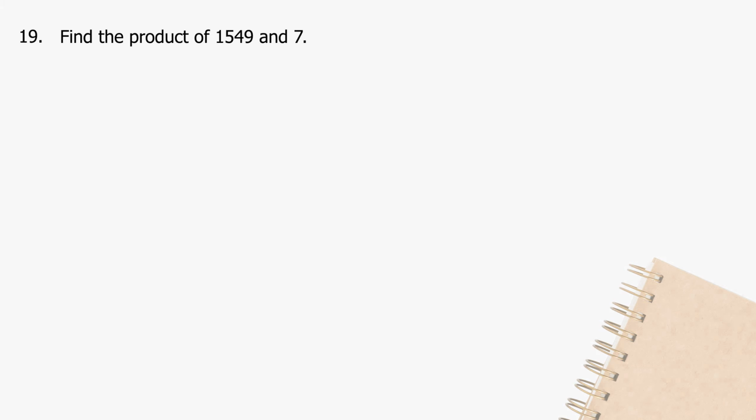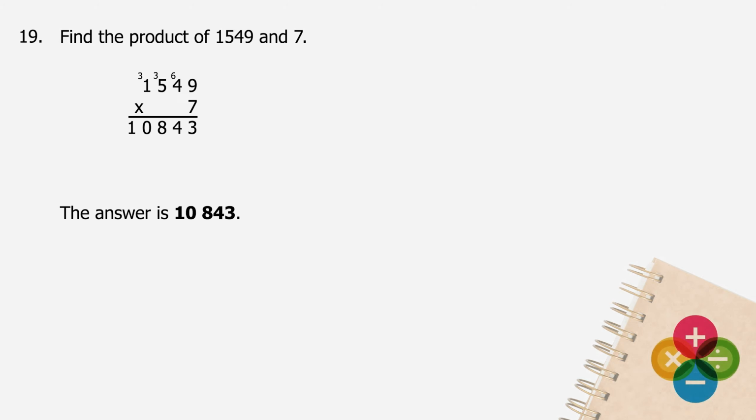Question 19. Find the product of 1,549 and 7. Multiply 1,549 by 7, and the product is 10,843. The answer is 10,843.